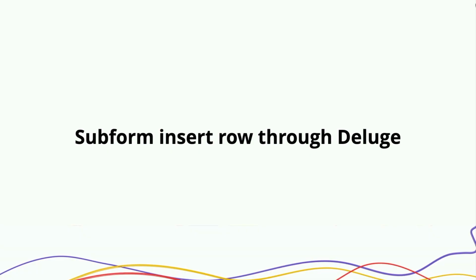I would like to take a quick overview of the recent updates we made in 2019. It could be small or big, what we have released to date in 2019. So this is a huge one, which our customers have been waiting for a long time. Through subform, you can insert rows through Deluge.